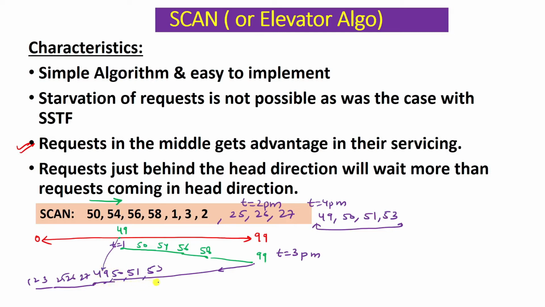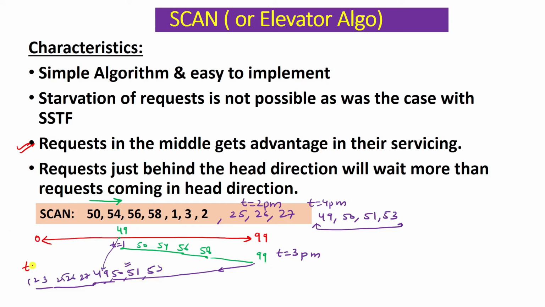So these middle requests will be getting the advantage. Even if I come from this direction, or even if I come from this direction, the requests which are in the middle will be encountered in both directions, because they are in the halfway or midway of both directions. So they have to wait less time in comparison to the other requests which come at either of the ends. In comparison to those requests, these requests will have to wait less.